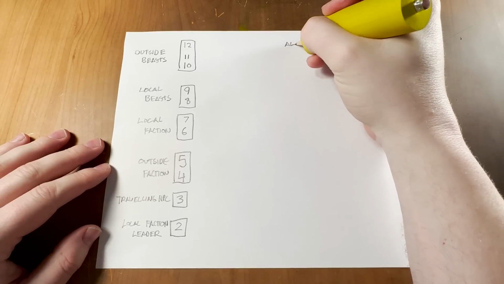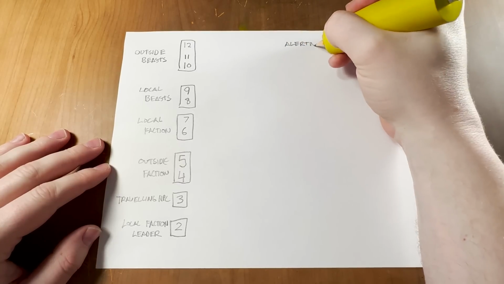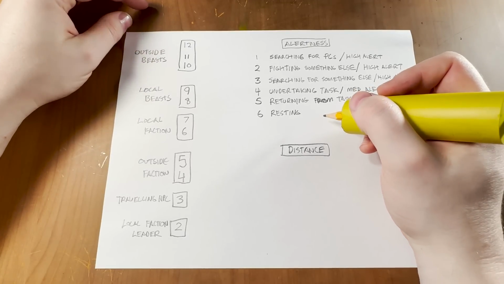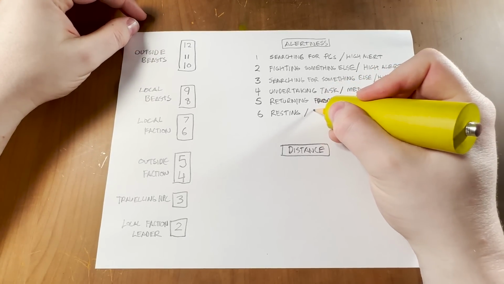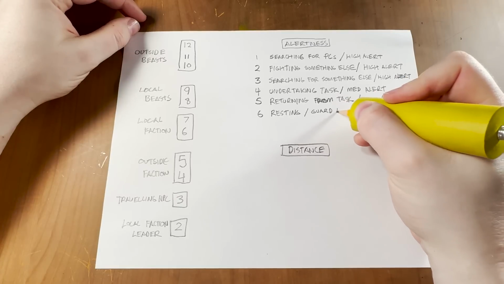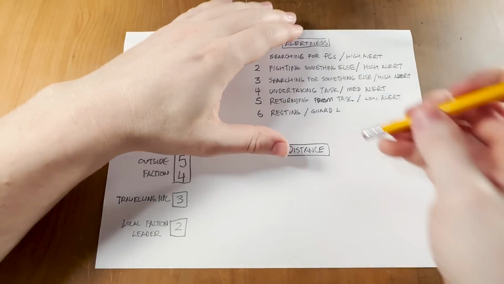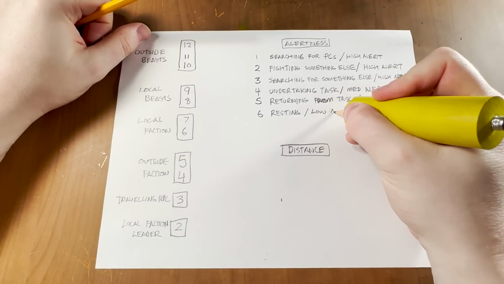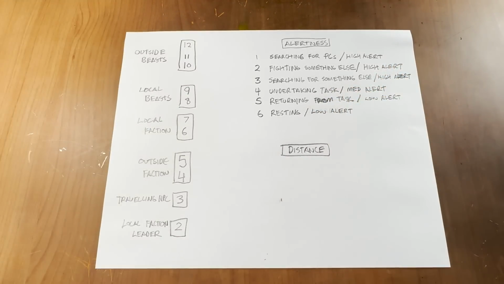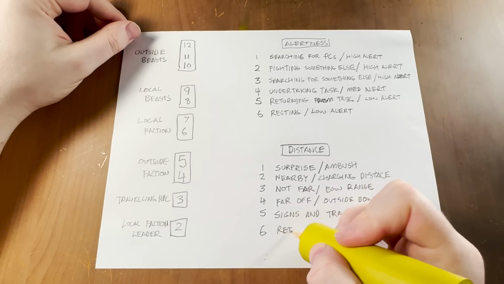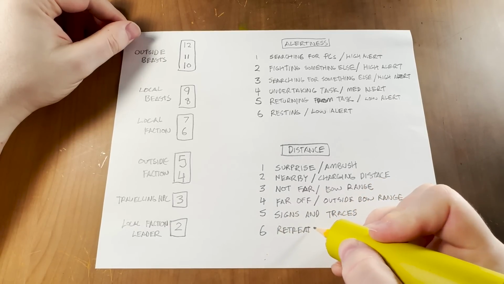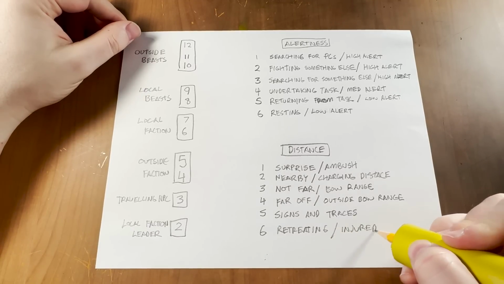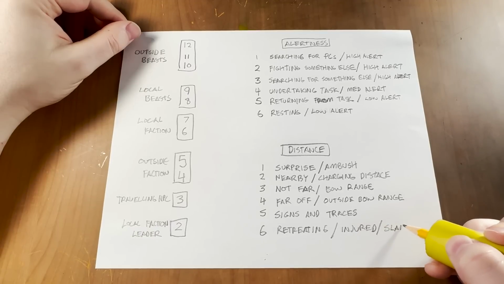And on these next 2 tables, I am going to have just a D6 list of results for alertness and distance. The lower the number on one of these D6 tables, the worse off the PCs are, and the higher the number, the better off they are. So a 1 will get you that the PCs are being searched and hunted by whatever is rolled on the encounter table, and a 6 is going to be completely off guard, resting. Similarly, our distance table will start at 1, which is going to be a surprise or an ambush, and a 6 is going to be that whatever shows up from the encounter table is in a state of retreating or injured or just already dead when you find it.